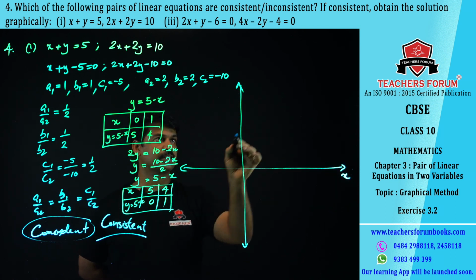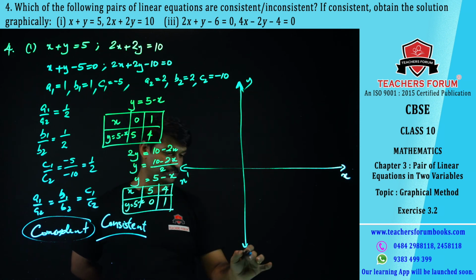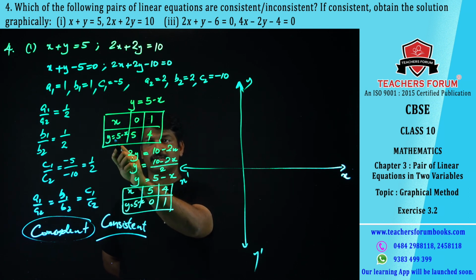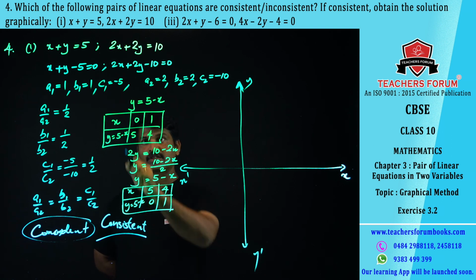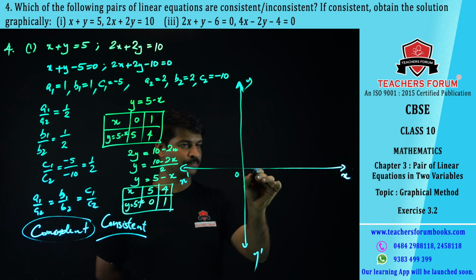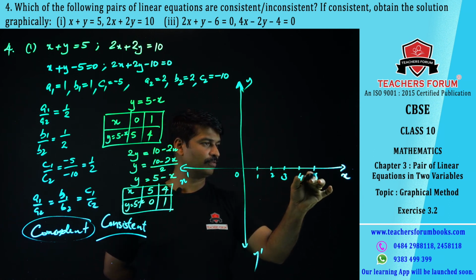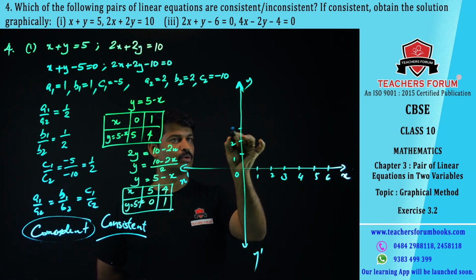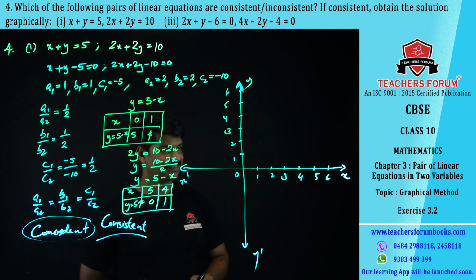X-axis, mark it as x, mark it as y. Okay, x dash, y dash. So what are the maximum values we have here? 5 is there. In the y coordinate, maximum value is 5. In the x coordinate, the maximum value is 5. So let us mark it 0, 1, 2, 3, 4, 5, 6. Here also 1, 2, 3, 4, 5, 6.